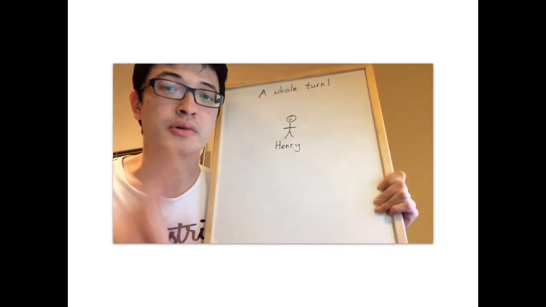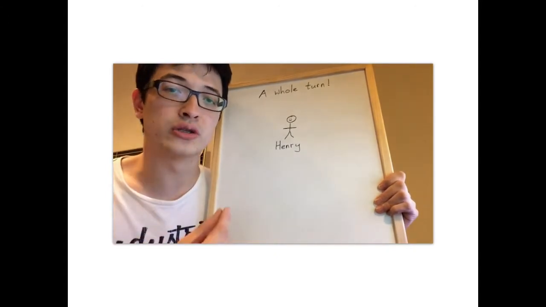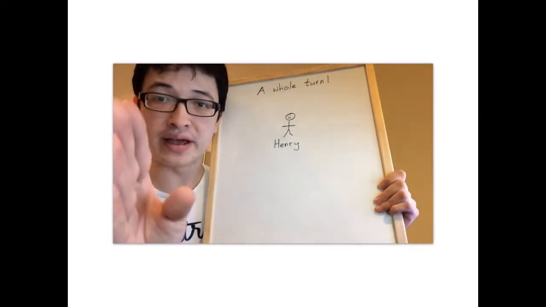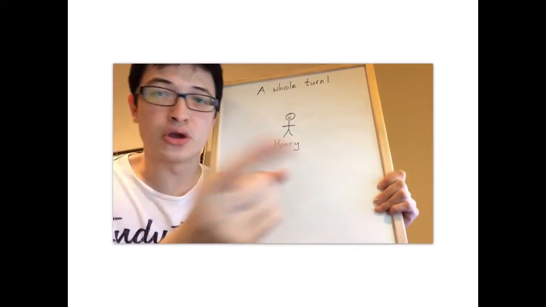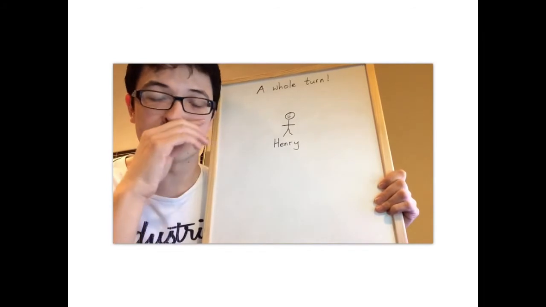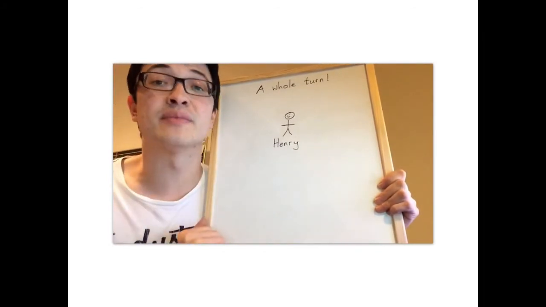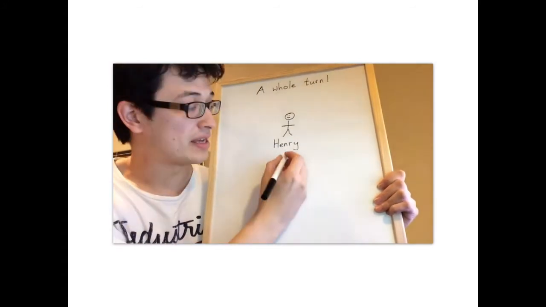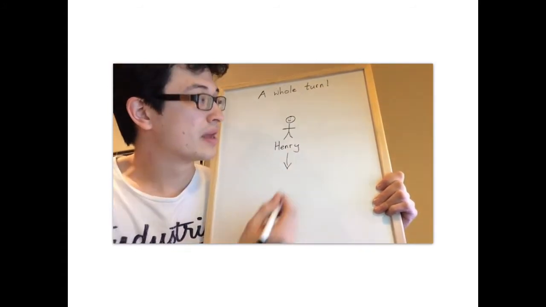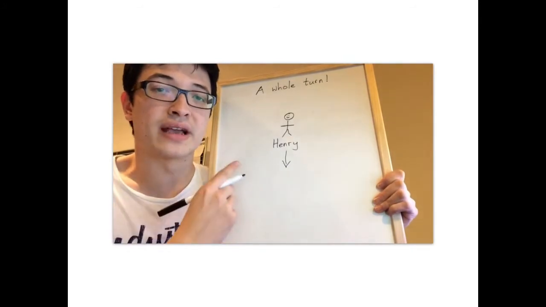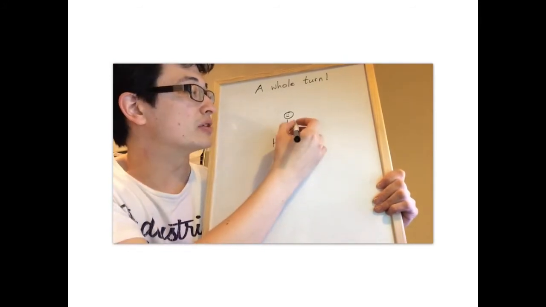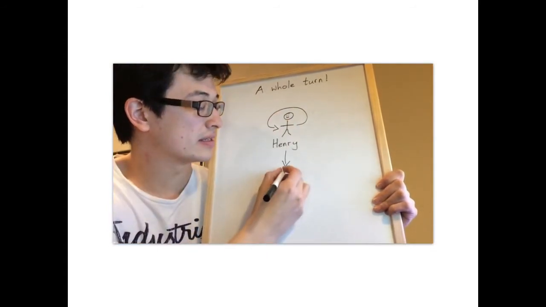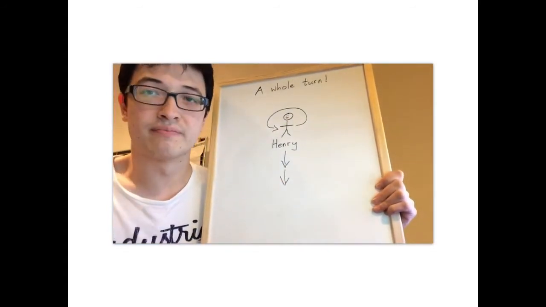So, step 2. I can make a whole turn. Now what we mean by a whole turn is you're facing one direction and all you do is turn right around so you're facing the same direction. So here's our little character and his name's Henry. He's got a lovely smile on his face. And Henry is facing in this direction. Now if we ask Henry to make a whole turn, it means he's going to turn all the way around until he faces in the same direction.